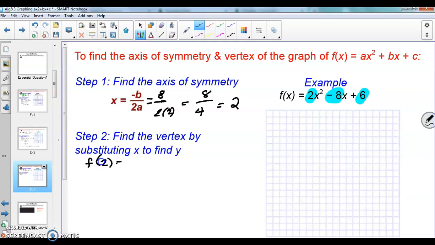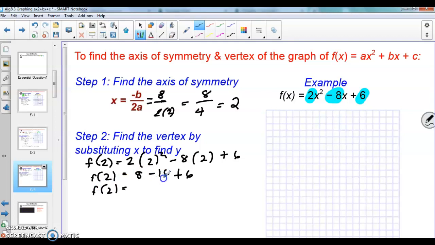So f of 2 now will become 2 times 2 squared. So again, I'm following this function over here, minus 8 times 2 plus 6. So solving further, we get f of 2 is equal to 2 squared is 4, times 2 is 8, minus 16 plus 6. So let's get the final answer now. 8 minus 16 is -8. And then when you add 6, so this will become -2. So that means the vertex is at positive 2 from your axis of symmetry, and then the y coordinate is negative 2.